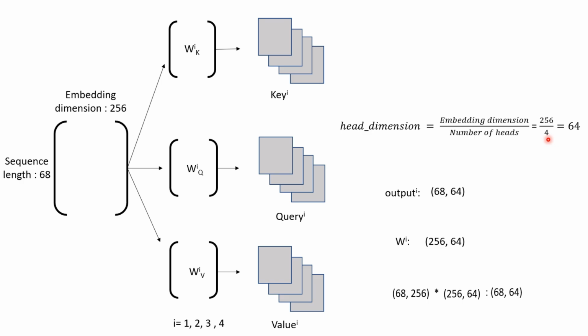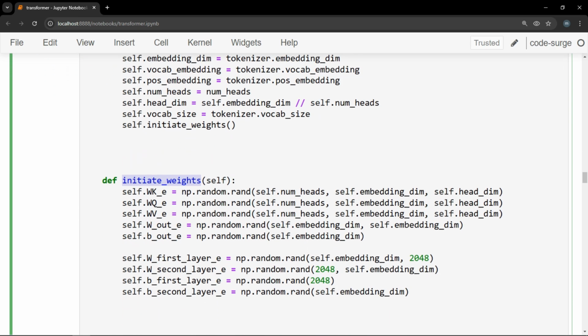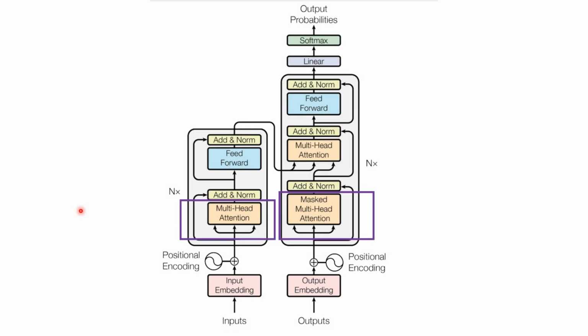Consequently, the weight matrices should have a shape of embedding dimension by head dimension. And we create random variables for weights and biases in initiate weights with proper shape. I add E to differentiate between encoder and decoder parts. So first we have self-attention in both encoder and decoder, but in decoder we use masked attention.